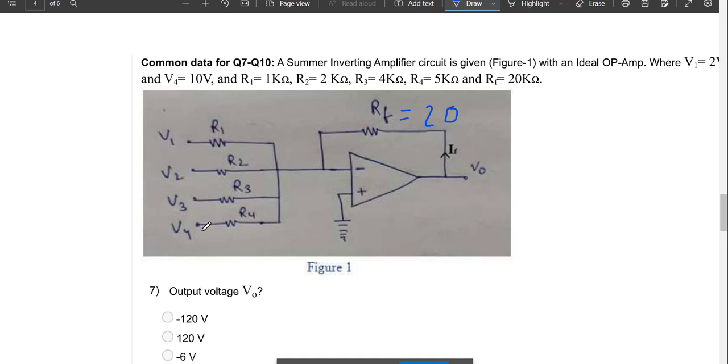Guys, bring your copy and pen and try to solve this question. It's a very simple question. Sir has already given you the formula in the NPTEL lectures, right? So the formula is there with you. Try to solve it.